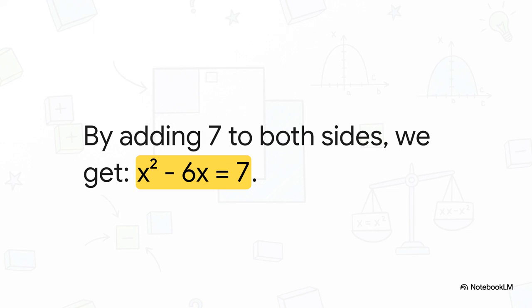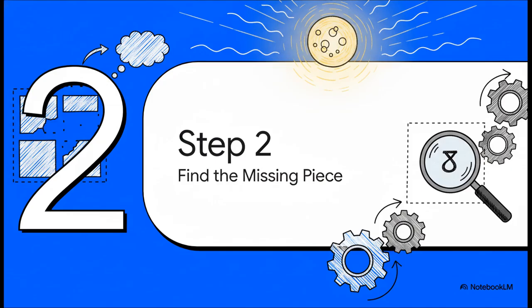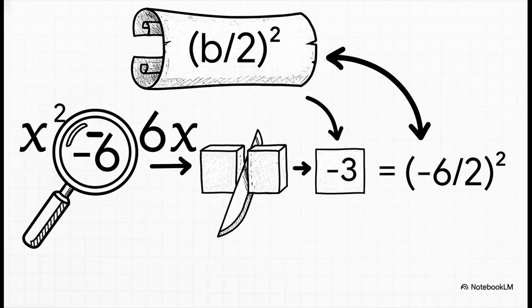Okay, now for the most critical step in the entire process. This is the heart of the technique. We need to calculate the one specific value that will turn the expression on the left, x squared minus 6x, into one of those beautiful perfect square trinomials. This isn't guesswork, it's a precise calculation based on the structure of the expression itself. The formula for finding this missing piece is always the same for this form of quadratic. You take the coefficient of the x term, which we call b, you divide it by 2, and then you square the result. So, in our equation, x squared minus 6x, the value of b is negative 6.